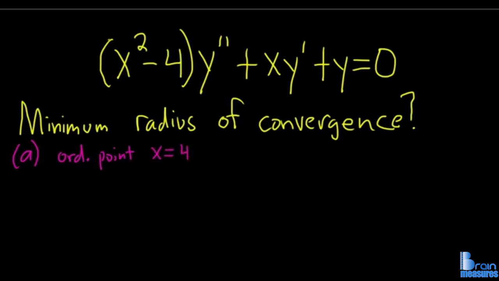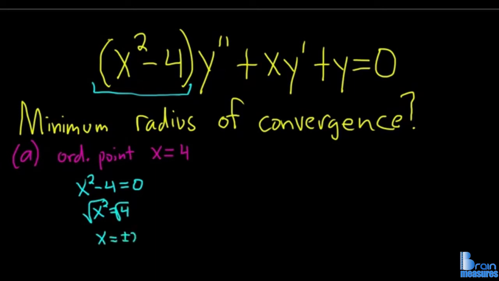Well, first you have to find what's called the singular points for this differential equation. So to do that, you simply take this piece here and set it equal to 0. And then you can solve this by maybe adding 4 and then taking the square root on both sides. So we get plus or minus 2. So these are the singular points.